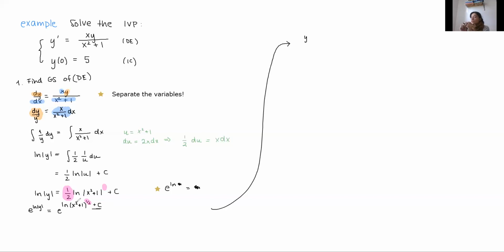So what I'm going to do is to break this up because I know that a plus in an exponent is the same as a multiplication outside of it. So that means that over here, I'm going to get that y is equal to e to the ln of x squared plus 1, to the power of 1/2, times e to the power of c. Who understands this part?